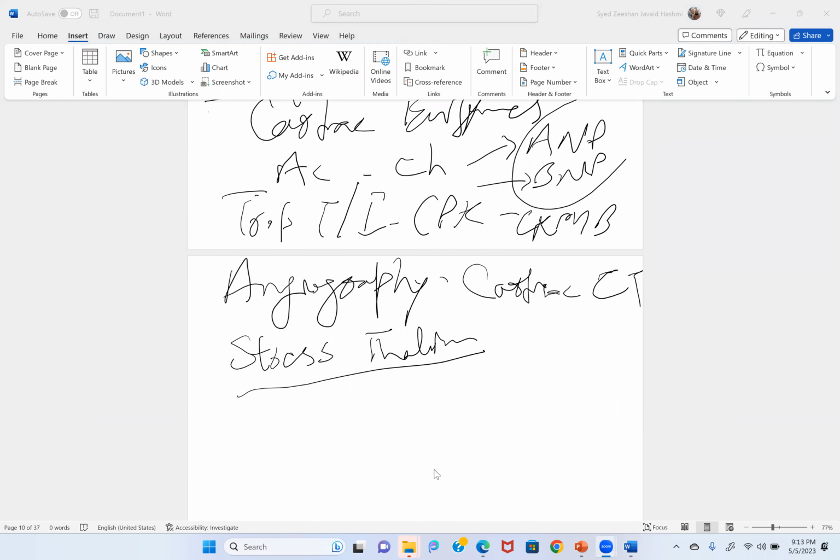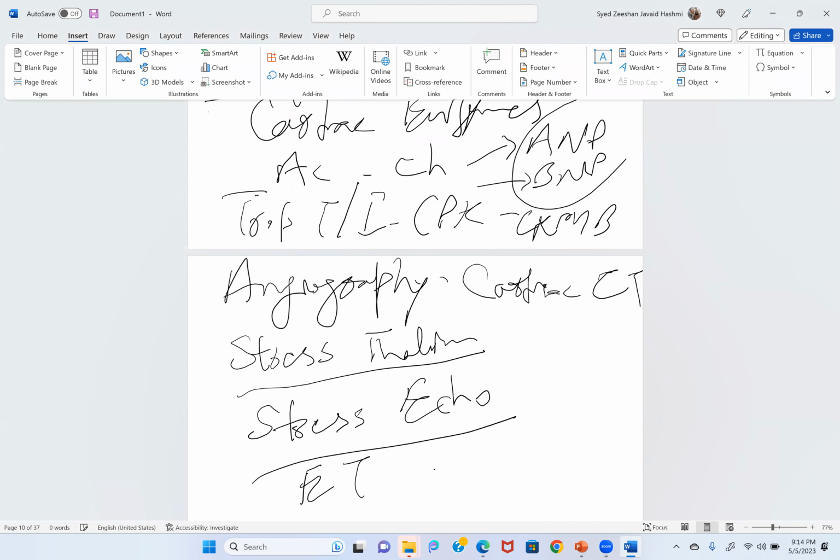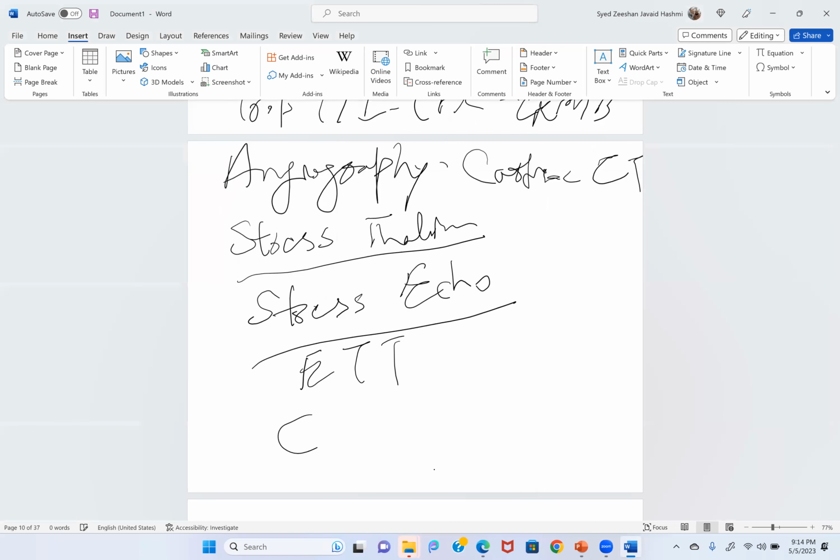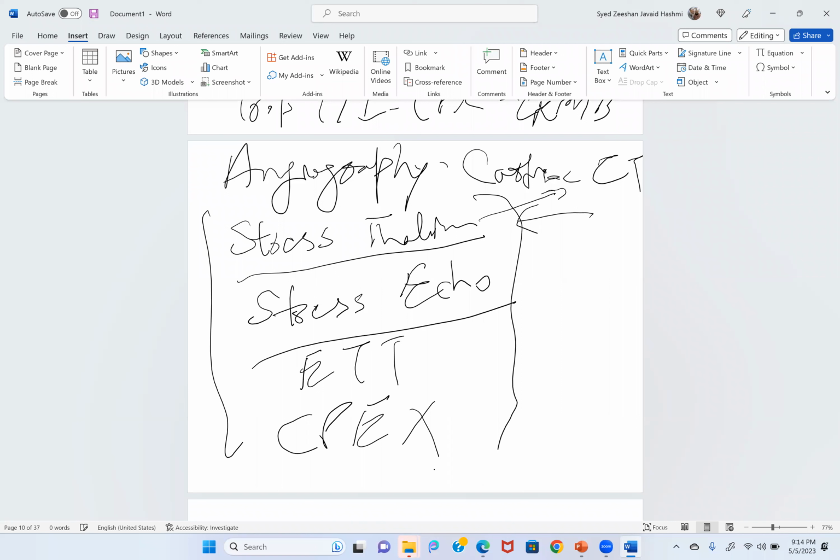Okay, anyways, so stress thallium, I just want you to understand the concept. There is one stress thallium, there is one stress echo. As I mentioned, there is ETT, exercise tolerance test, and the latest form, CPEX testing. All of them are for checking, and this will tell you any perfusion defects. They will give either in normal condition or by giving a stress, and then they will see any perfusion defects. Same you can check with cardiac CT.